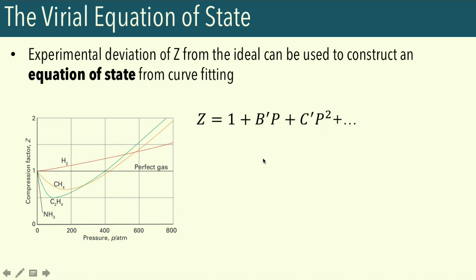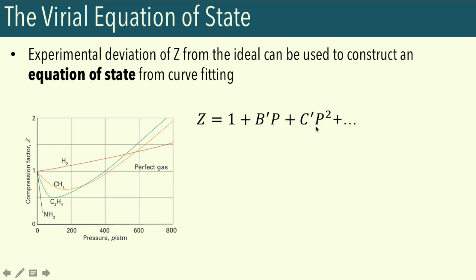Okay, Z is equal to 1 plus B prime P plus C prime P squared onwards and onwards. So we use this general form of our equation and we just specify the constants based on the shape of the curve that we get over here. These coefficients, the B prime and the C prime, are called your virial coefficients.